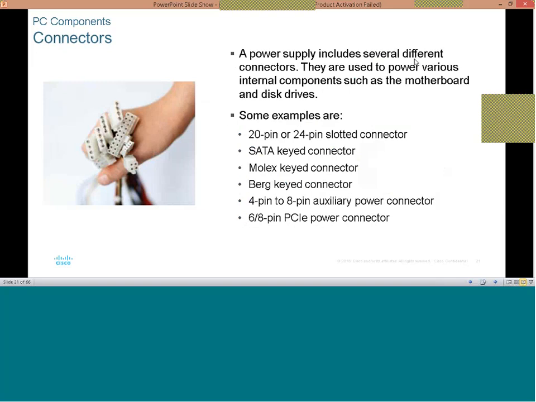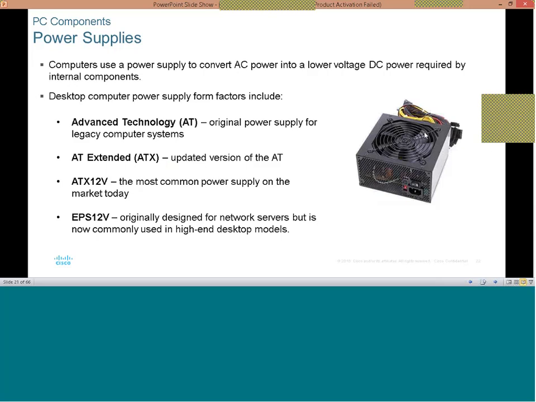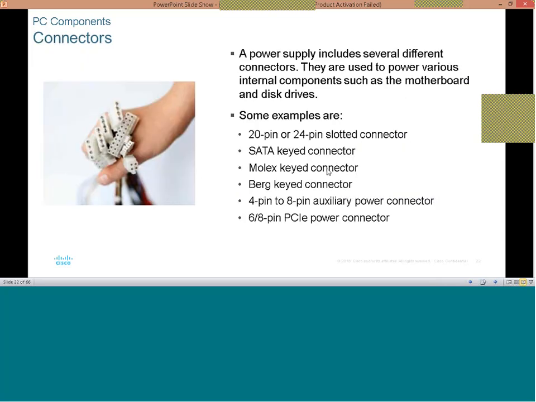So a power supply includes several different connectors. If you recall earlier, I did say this is the power pack, and it has different cables that are used to power different components in the computer motherboard. So here, the power supply includes several different connectors, with different form factors. They all have different components they are meant to power. And so it's your responsibility as an instructor to be able to identify the different connectors and make sure they're actually placed in the right port.